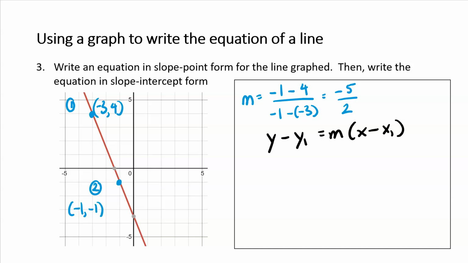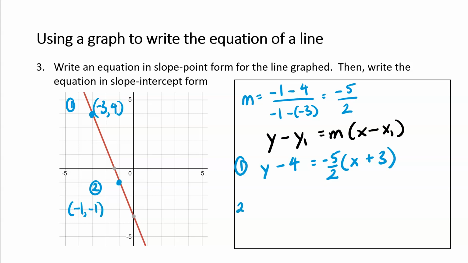We know we can fill in the slope, that's just -5 over 2, but remember x1 and y1 are any point on the graph. You know 2 points already, point number 1 and point number 2, so which one do you use? Whichever one you want. So I could use point number 1, in which case my equation would be y minus 4, because that's the value of y1, equals the slope of -5 over 2 times x minus x1. x1 is -3, so that's like a minus -3, which is a positive 3.